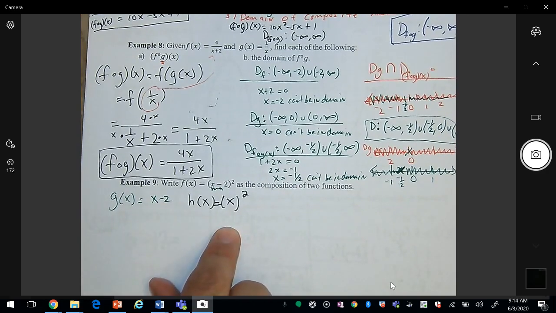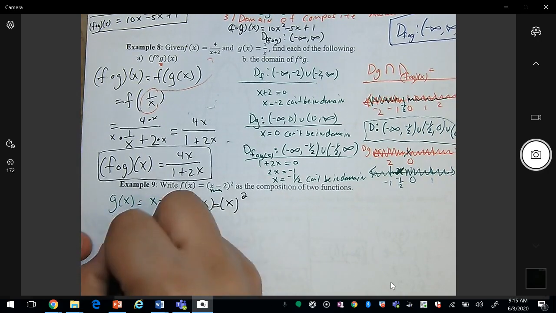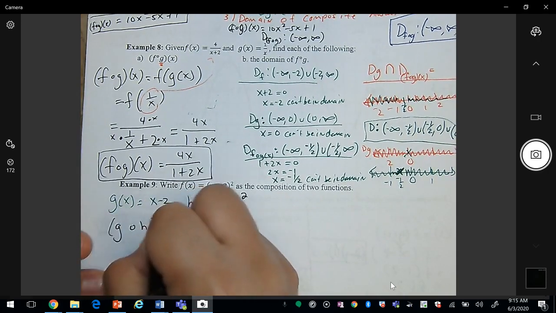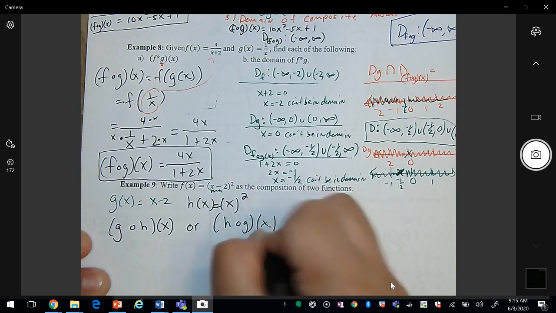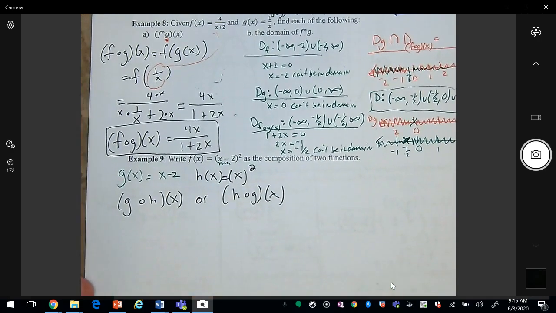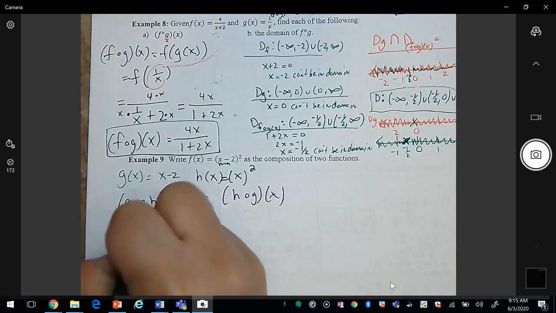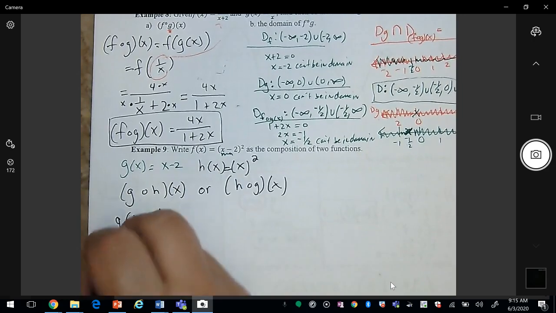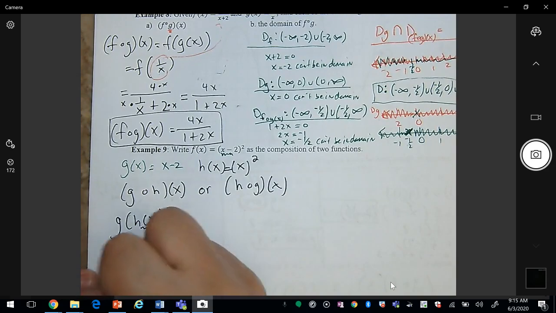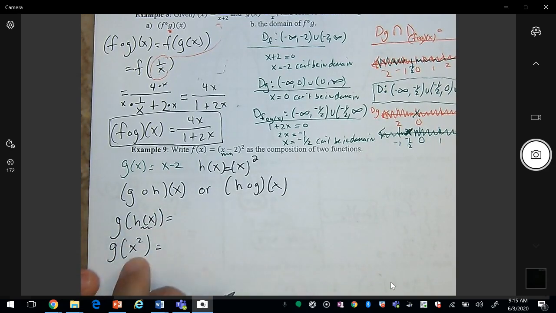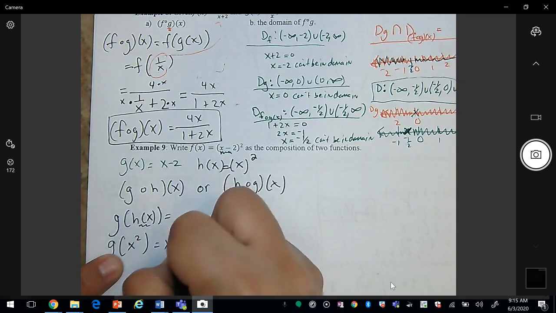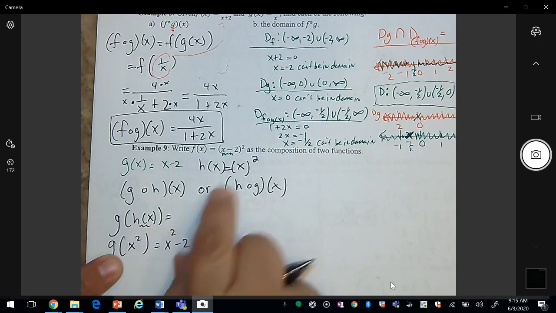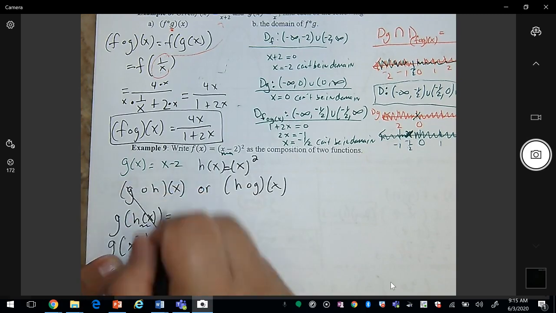And now we need to figure out, is it going to be g composed of h of x, or is it h composed of g of x? So we can test them. So here I get g of h of x. If I plug this in, h of x is x squared, and then I would plug in x squared for my x. And so that's going to give me x squared minus 2. And this is not the same as our answer here, so this one doesn't work.